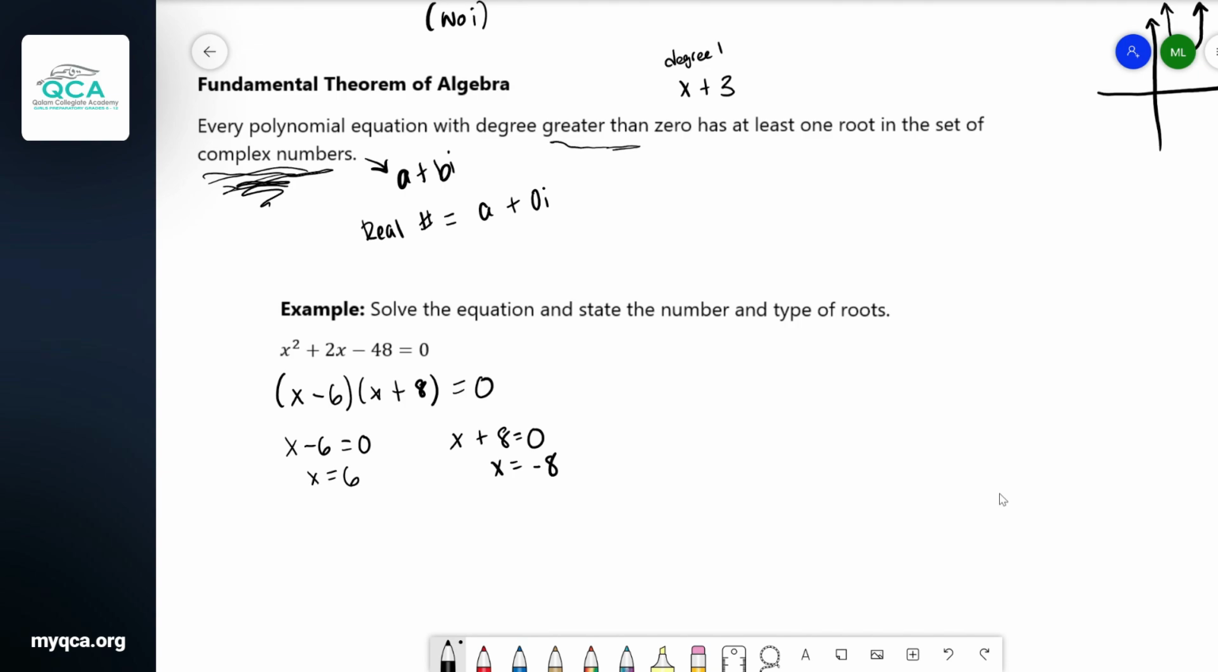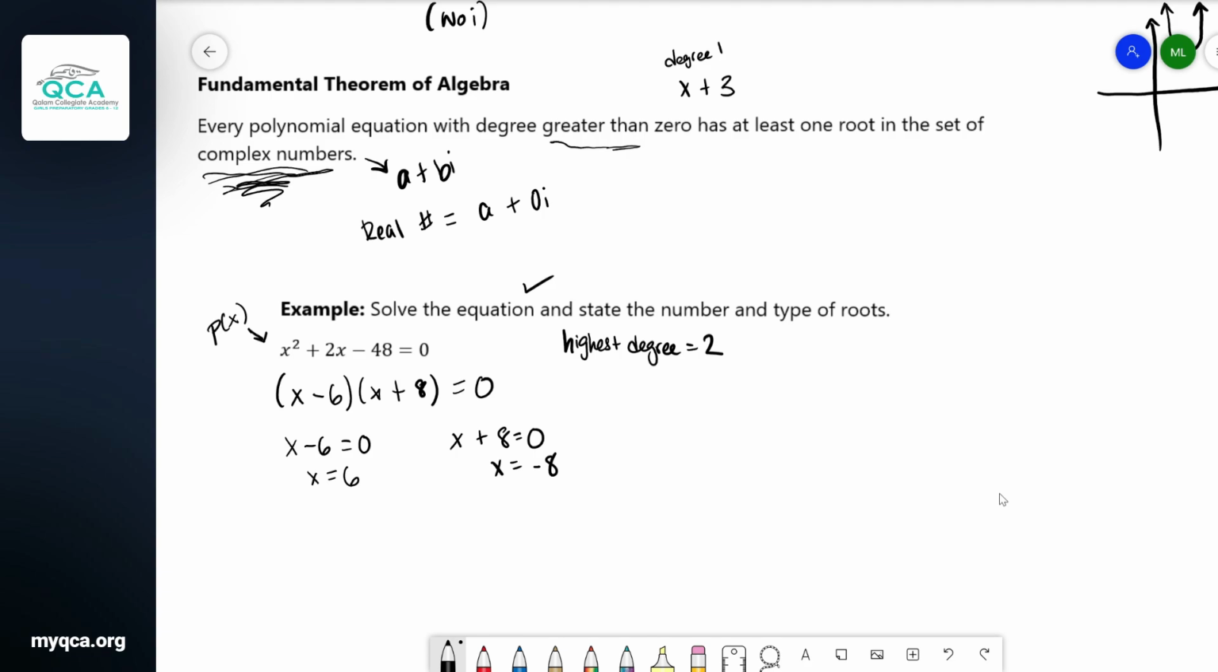Now, it says solve the equation. That was our first step. We did that. And then state the number and type of roots. Look at your polynomial, which is your p of x. What is the highest degree over here? It's the squared right here. That's your highest degree. So the highest degree for this polynomial is 2. So this is a polynomial of degree 2. And by the fundamental theorem of algebra, I have to have at least one root in the set of complex numbers.